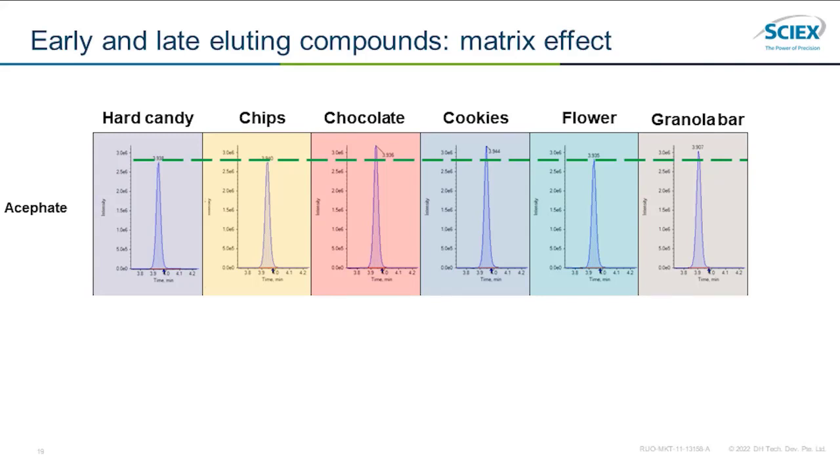If we draw a line just normalized at the top of the hard candy, everything is pretty similar. There's no big drops. You don't see cookies, for example, being half as high as acephate. So this is kind of telling us that, yes, what we're doing is pretty flexible. All the matrices seem to be roughly the same, at least for acephate, across the board.